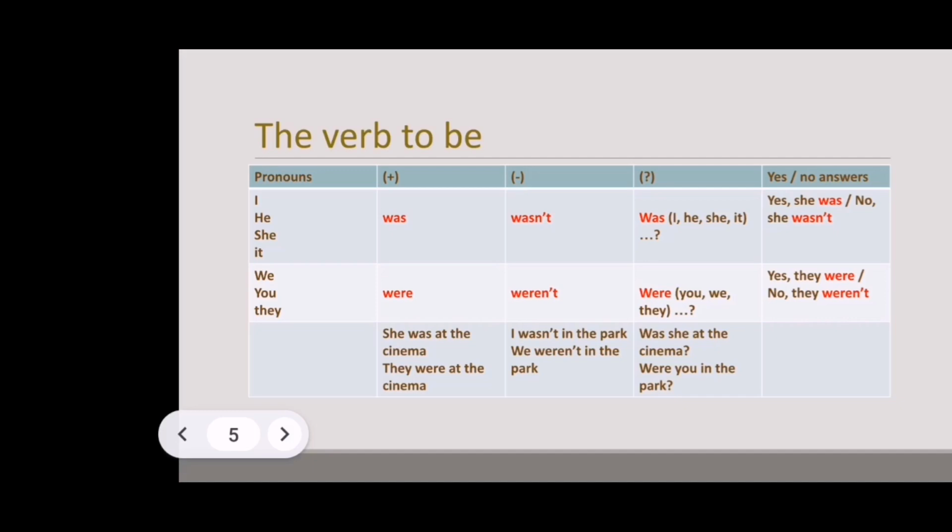In questions, was and were start the questions. Was she at the cinema? Were you in the park? And was and were in short answers.